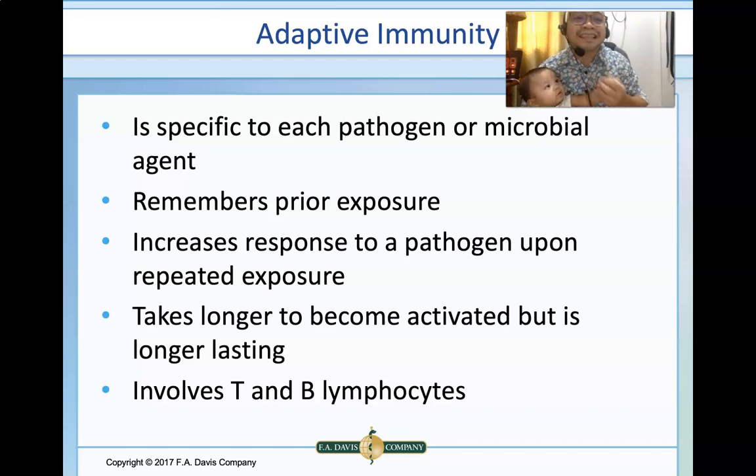Anyway, it takes longer to become activated, but it is much longer lasting. In the succeeding chapter, we will be discussing vaccination or immunization. Again, adaptive immunity involves T lymphocytes and B lymphocytes. T lymphocytes are responsible for cell-mediated immunity, while B lymphocytes are responsible for humoral immunity.